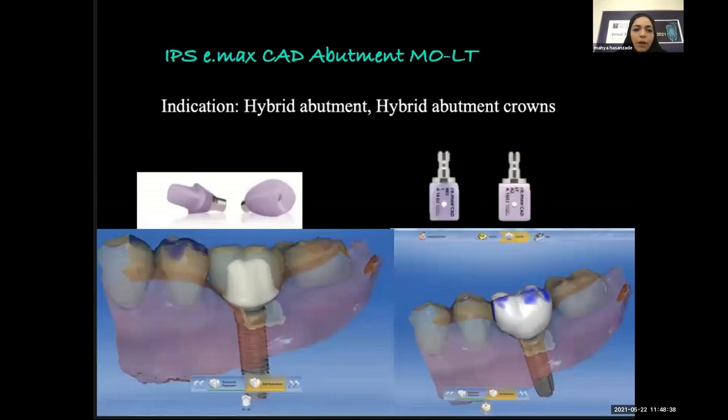We also have blocks with a hole inside them, which are designed for one visit restoration for implant supported restorations, and IPS e.max CAD Abutment Solutions blocks with the translucence of MO or LT is available in the MultiCAD and are indicated for hybrid abutment or hybrid abutment crowns.